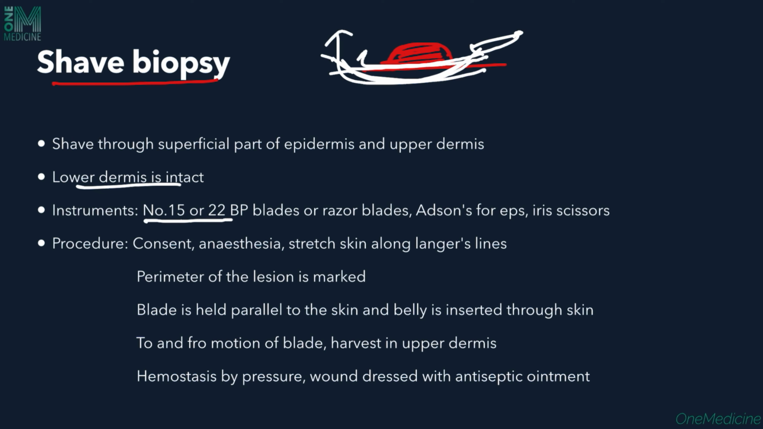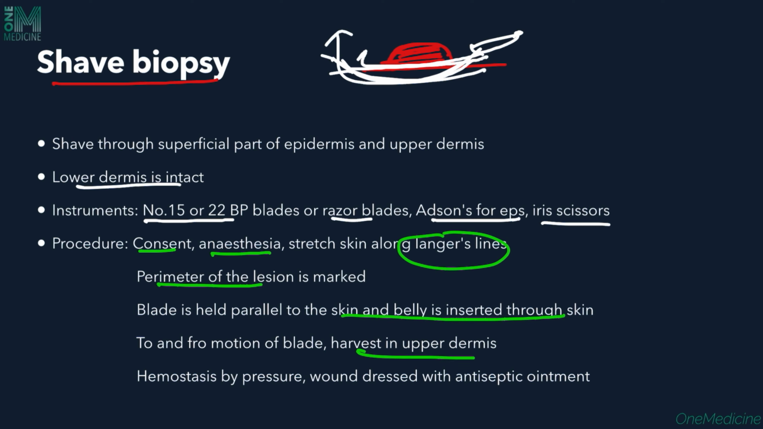You can use number 15 blades, razor blades, Adson forceps, or scissors for this. So the procedure is: consent is taken, anesthesia is given. You should stretch the skin along the Langer lines. These Langer lines are the skin tension lines. Okay, so stretch it along that line. The perimeter of the lesion is marked, then the blade is held parallel to the skin, and the belly is inserted through the skin. To and fro motion of the blade is done, and you harvest the biopsy in the upper dermis. So you make the incision in the upper dermis here. Hemostasis by pressure is achieved, and then the wound is dressed with antiseptic ointment. So basically you take a blade, go through the upper dermis and take out the tissue.